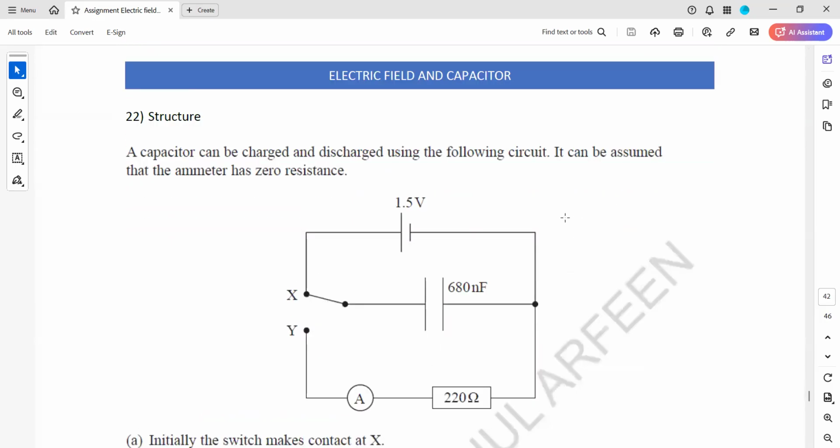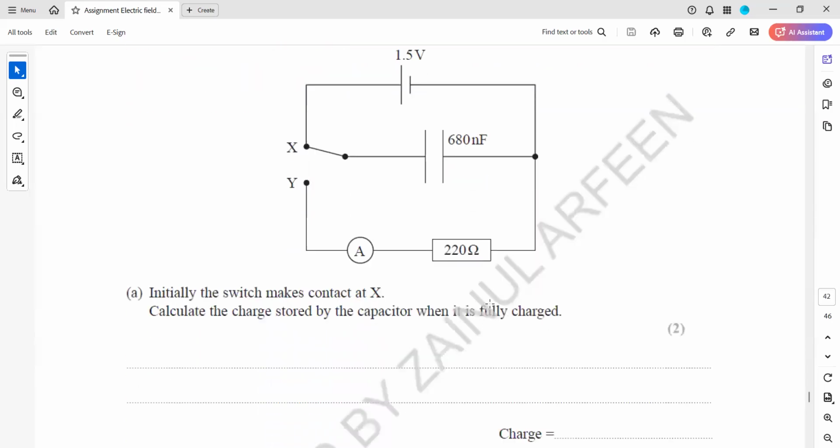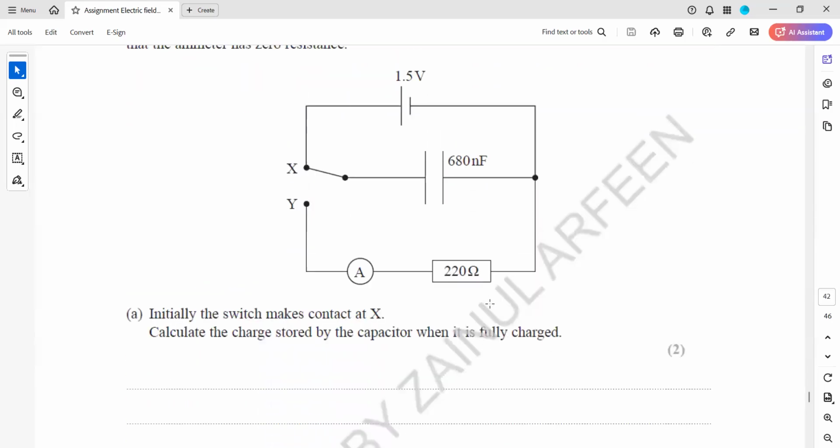In question 22, a capacitor can be charged and discharged using the following circuit. It can be assumed that the ammeter has zero resistance. Initially, the switch makes contact at X, and we calculate the charge stored by the capacitor as it is when it is fully charged.